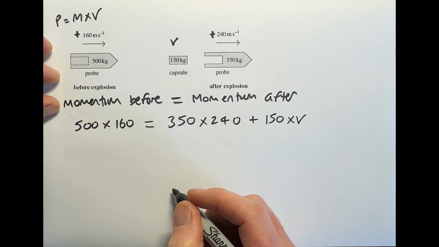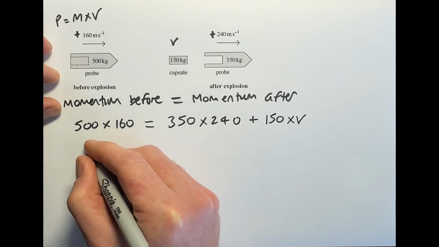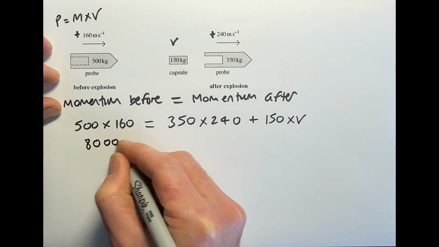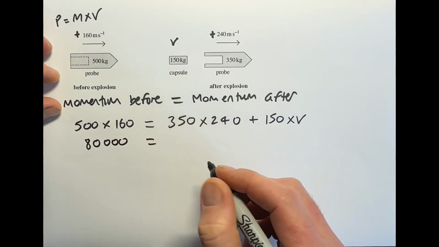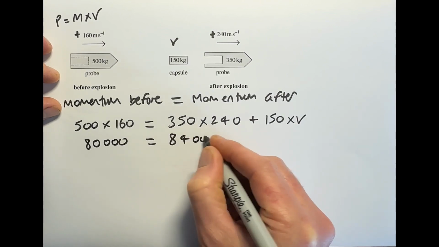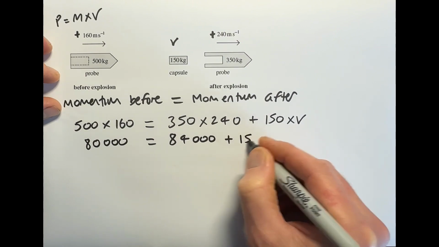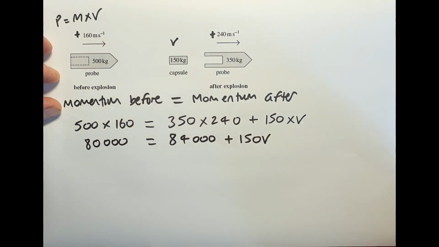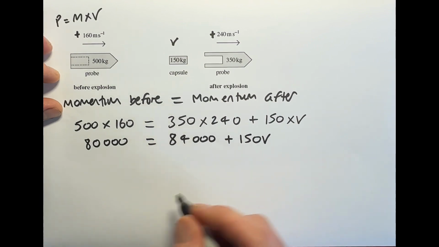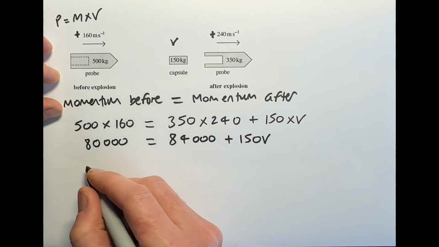Okay, so 500 times 160 gives us 80,000. Okay, 350 times 240 gives us 84,000. And then we know that also, you have 150V added onto that. So all we've got to do now is rearrange the equation.